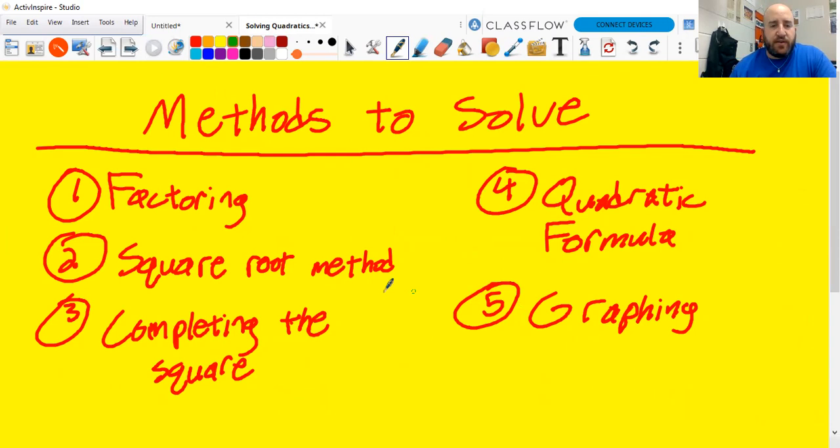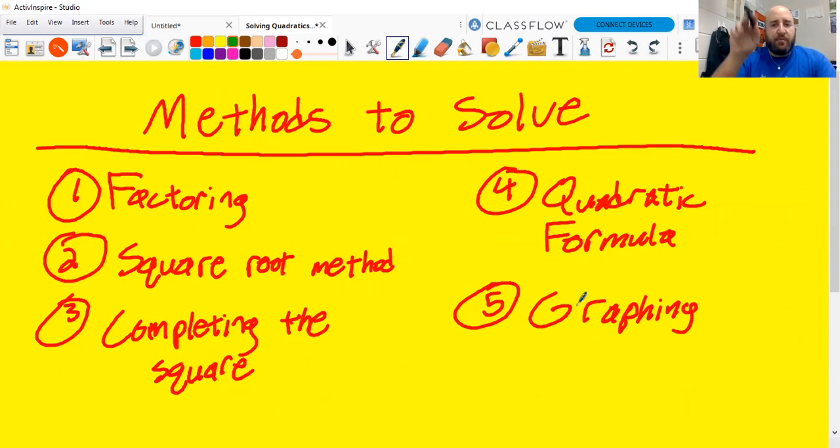First one's on factoring. Again, we've done factoring, so that should be hopefully a little easier. Square root method, that should be a little shorter as well. Completing the square is going to be a little longer. Quadratic formula, which y'all did in Algebra 1, will be a little longer as well. And with graphing, we're not going to actually solve by graphing, but again, the thing to remember, because when we do start talking about graphing next week or so, we'll have to remember this.